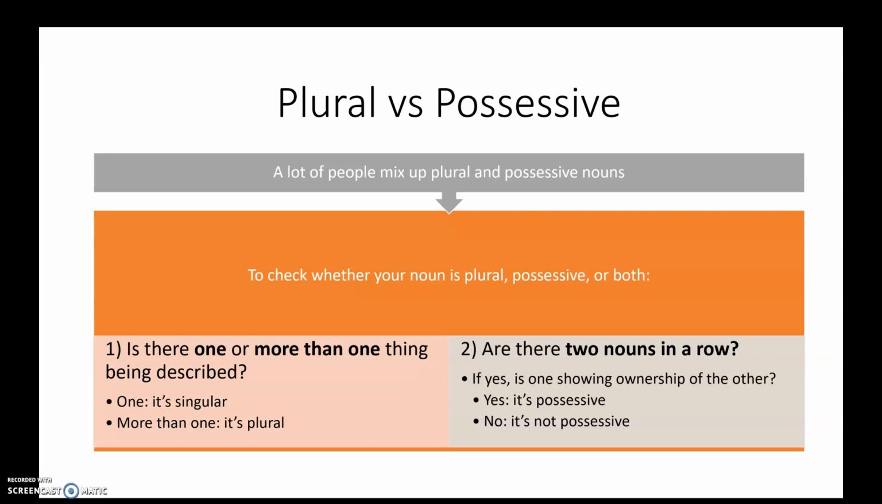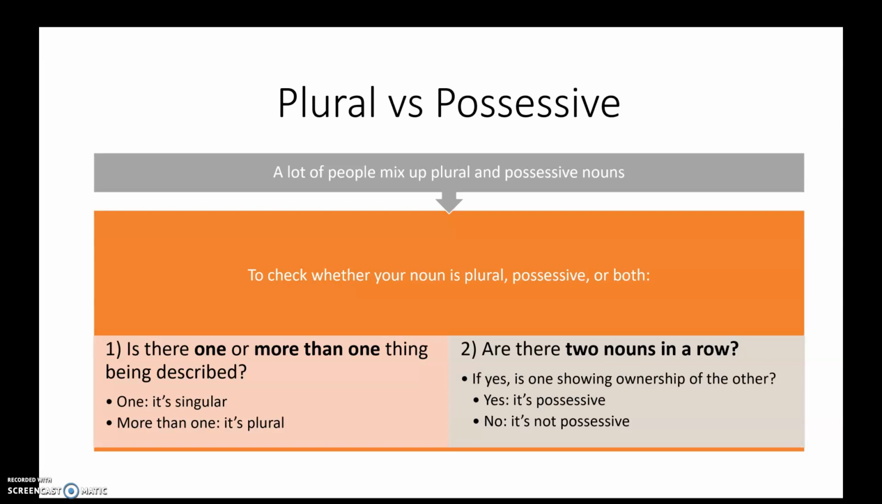So I want to go over just a little bit of how you tell these apart. To check whether your noun is plural, possessive, or both, first figure out if there's one or more than one thing being described. If there's only one, it's singular. If there's more than one, it's plural. Then look to see if there are two nouns in a row. If there are not two nouns in a row, it's probably not possessive anyway. If there are two nouns in a row, check to see if one is showing ownership of the other.